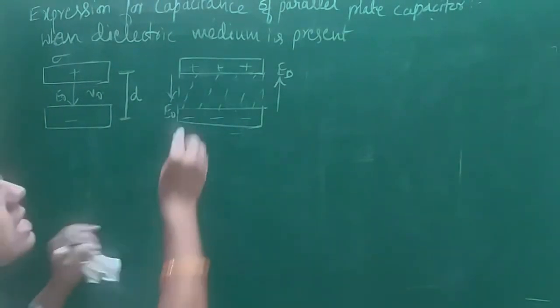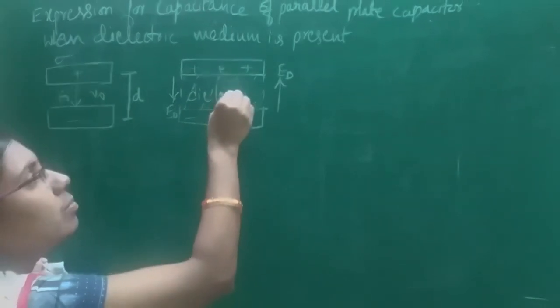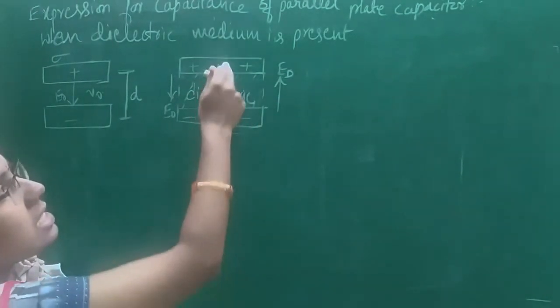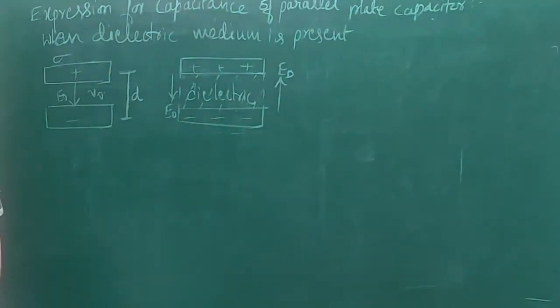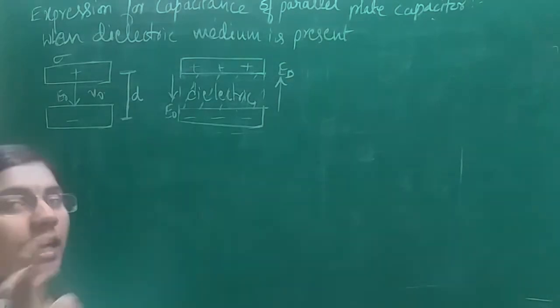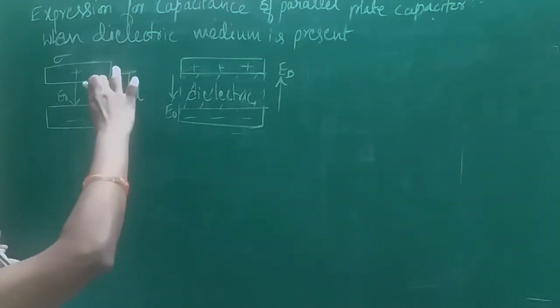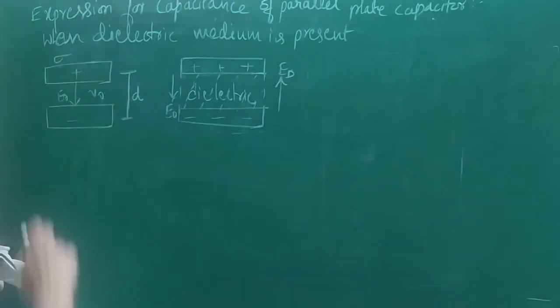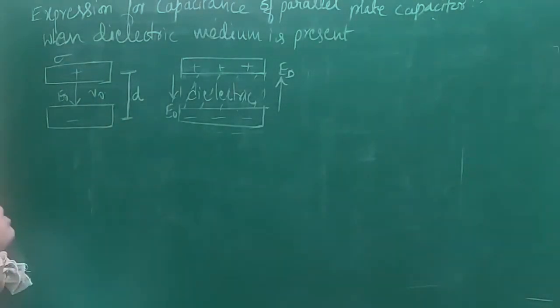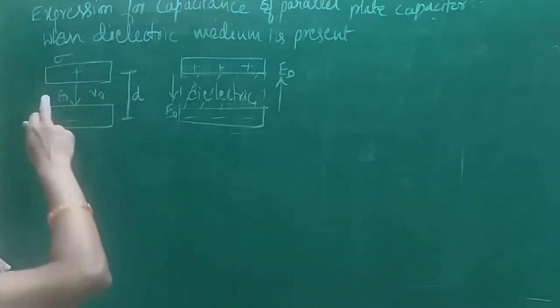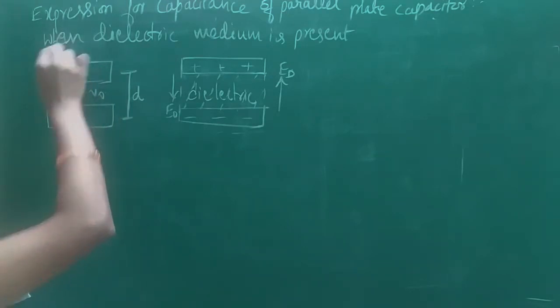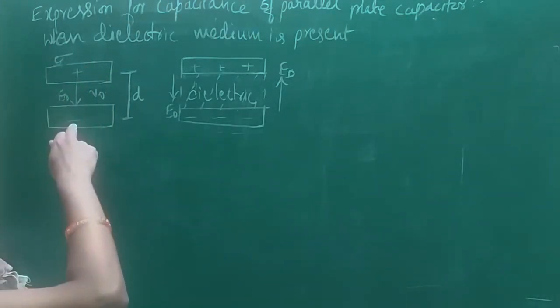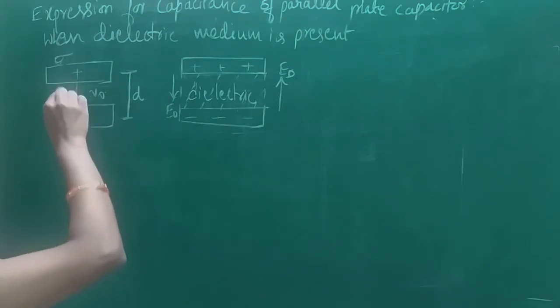Suppose we insert a dielectric between the two plates of a capacitor, then what is the expression for capacitance? For that, let us initially consider a parallel plate capacitor with air or vacuum between the two plates. Let us consider the surface charge density of each plate as sigma, and the electric field between the two plates as E0.